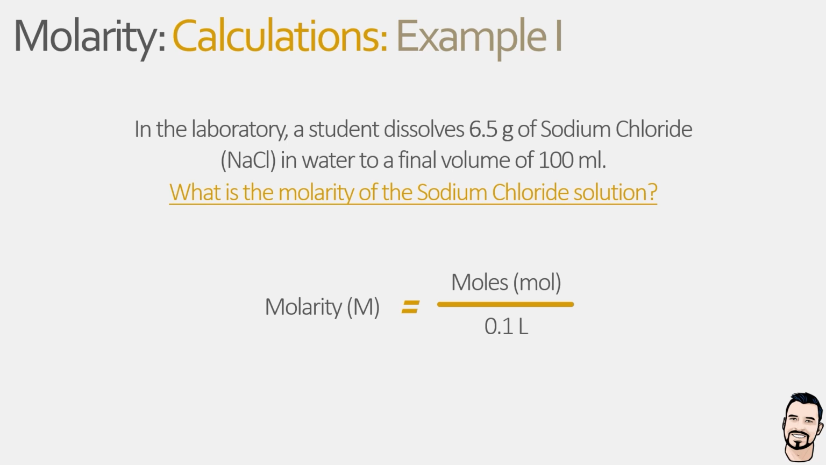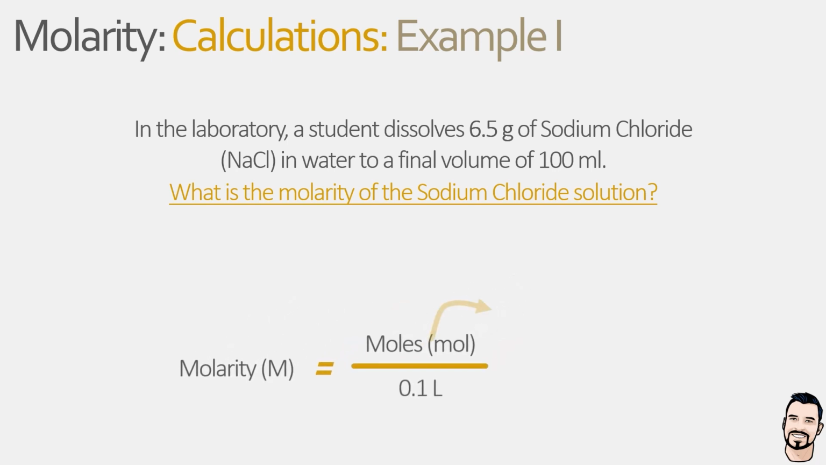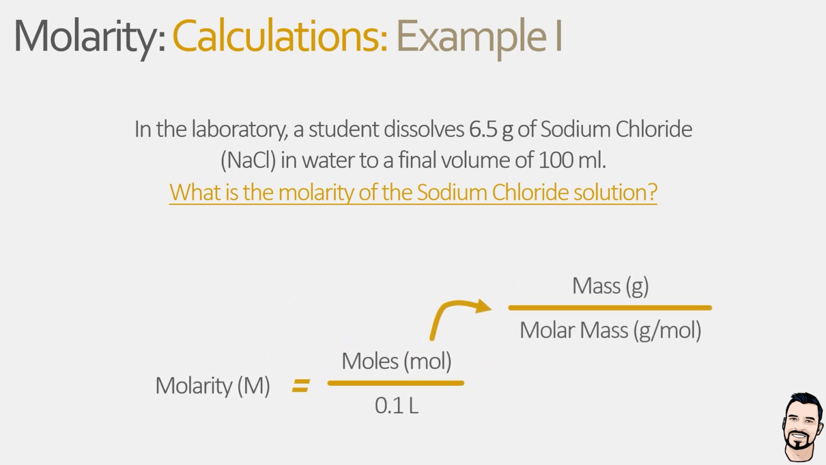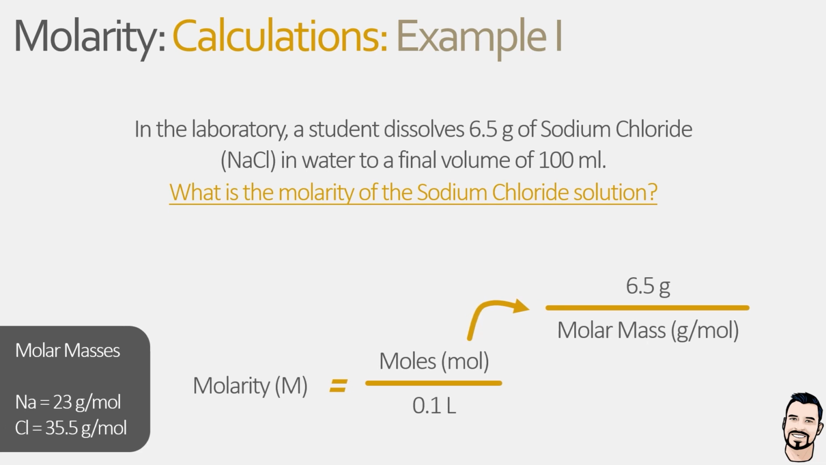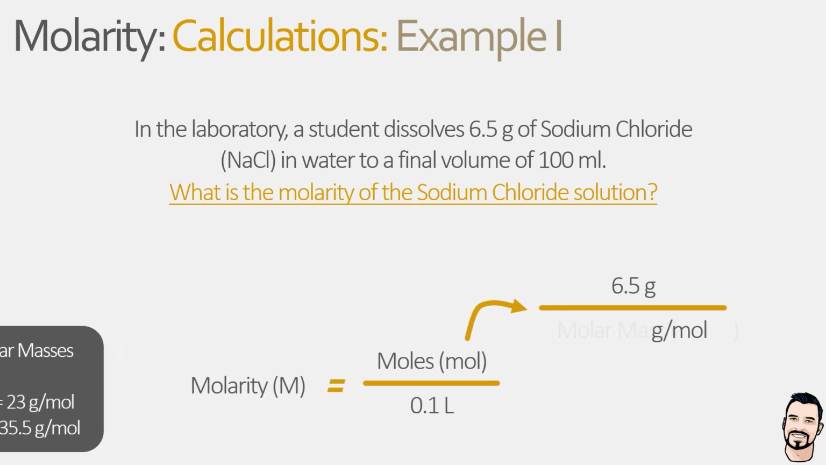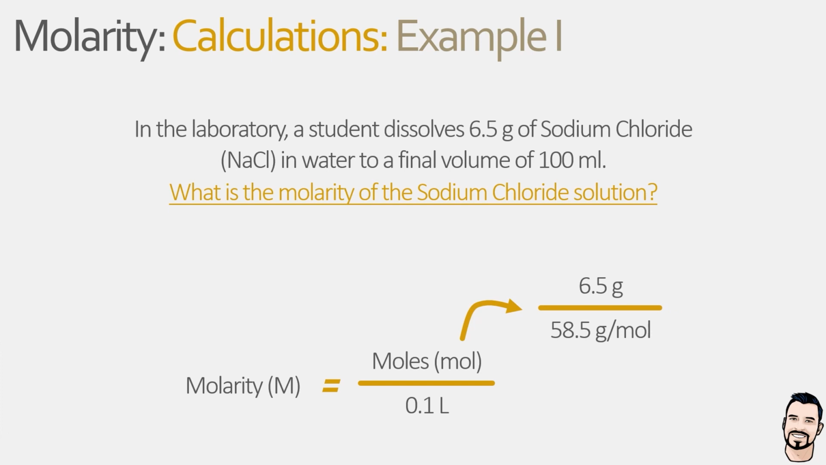Now, this value isn't directly given to us, but we can calculate the number of moles by dividing the mass of sodium chloride in grams by its molar mass. And so we know the mass, that is 6.5 grams, and in order to determine the molar mass of sodium chloride, we need to bring in information from our periodic table, allowing us to calculate the molar mass of sodium chloride.